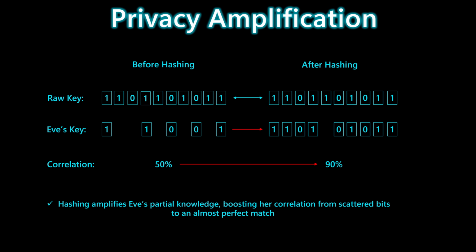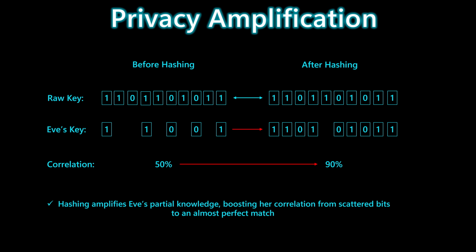But in this attack, the hash behaves differently. The hash is a deterministic function. So if Eve already knows some of the raw bits with certainty and has high confidence guesses about others, her partial knowledge becomes concentrated when the key is compressed. In other words, hashing doesn't erase her information. It amplifies it. This is why, after hashing, Eve's predicted key aligns with Alice and Bob's final key in 9 out of 10 positions. The correlation jumps from 50% to 90%. The hash has taken a handful of scattered correct bits and turned them into an almost perfect match.